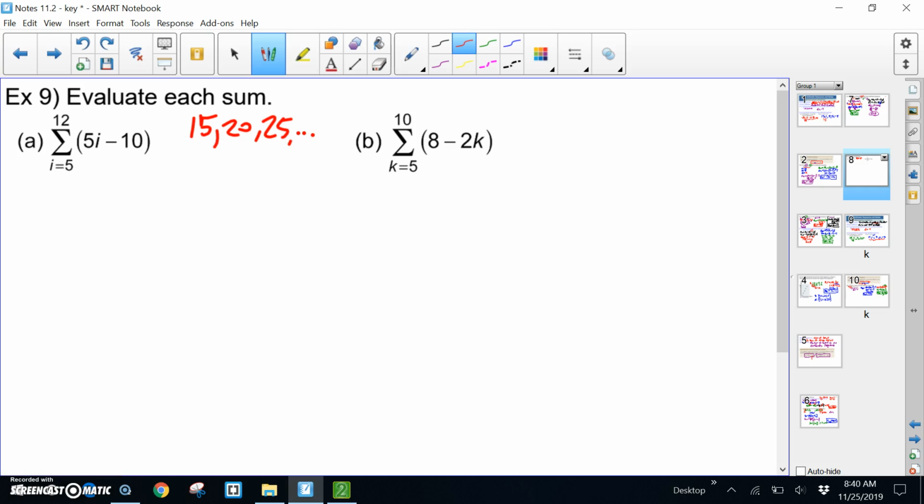But we're going to use our formulas, all right? So one thing that we can tell here that you may not have noticed is what n equals.